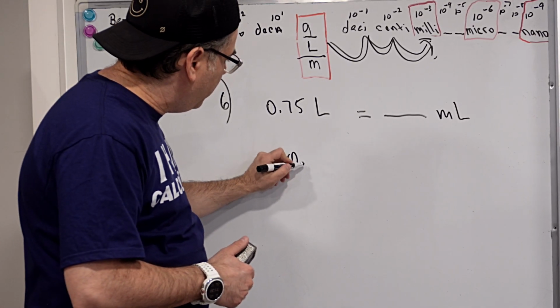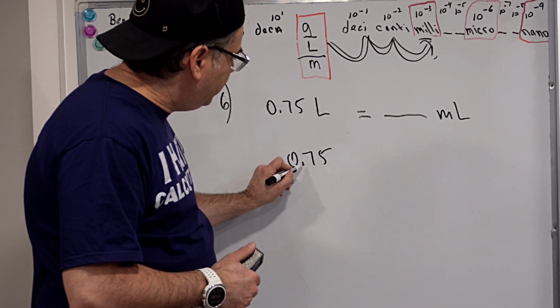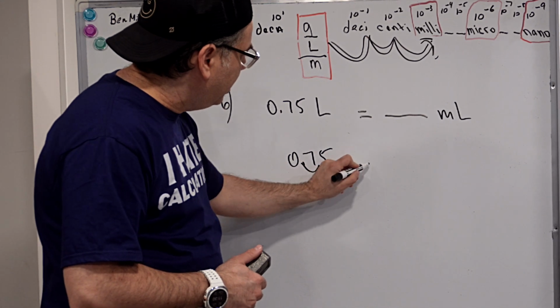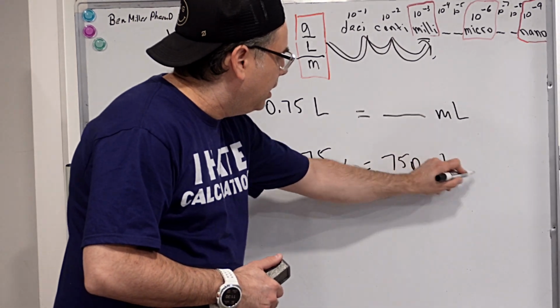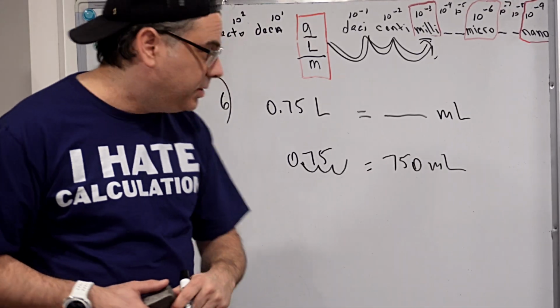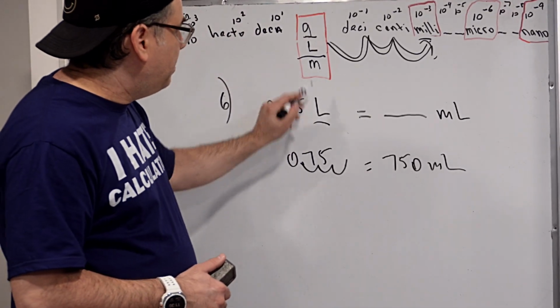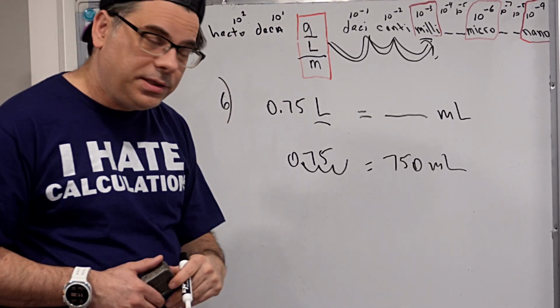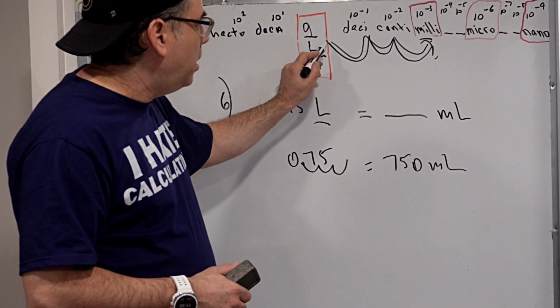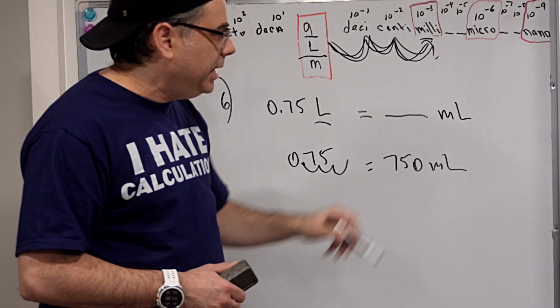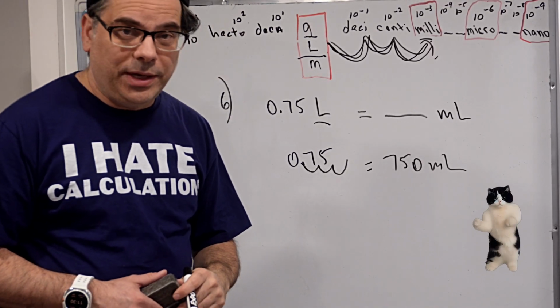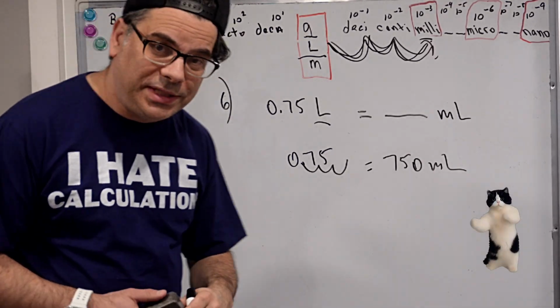So 0.75, and you just go 1, 2, 3. So that's equal to 750 milliliters. 750 milliliters is the answer. Again, liter is a base unit, gram, liters, meters. So liters is one of the base units. And you just go liter to deci, deci to centi, centi to milli. Just 3 to the right. And that's how you do it. It's very easy. Let's go to question number 7.